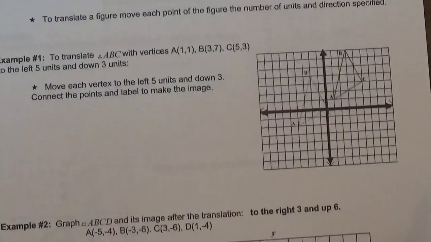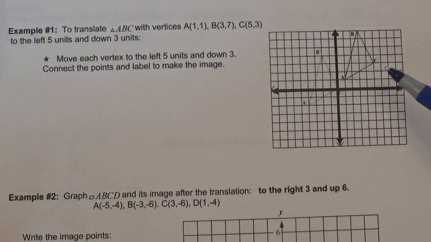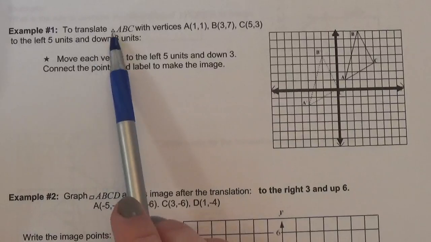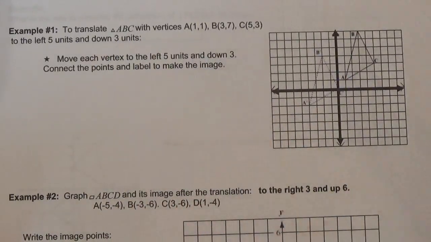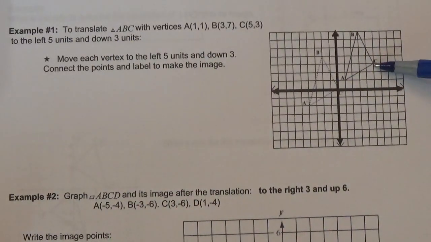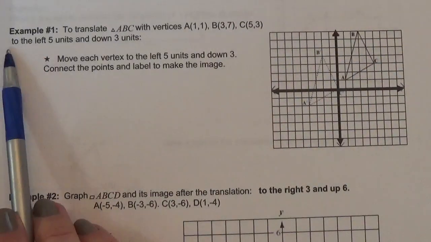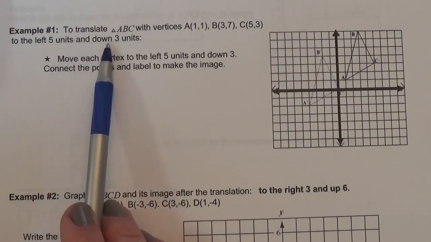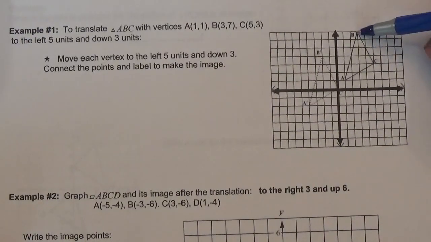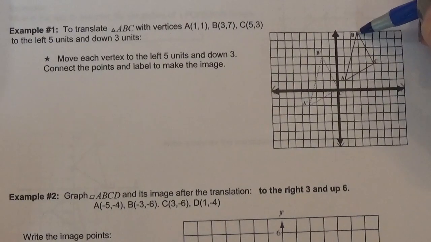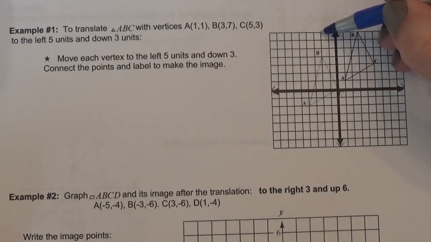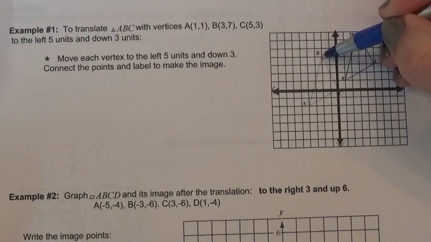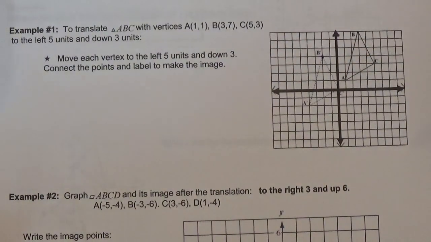So pretty easy. Here's your first example done for you. It starts with triangle ABC, and it gives you the points. They graphed it here, and notice they labeled it A, B, C. The translation is to move it to the left 5 and down 3 units. So you take each point and you just count it out. To move point B, I'm going 5 units left: 1, 2, 3, 4, 5, and 3 down: 1, 2, 3. Mark it and label it B prime.